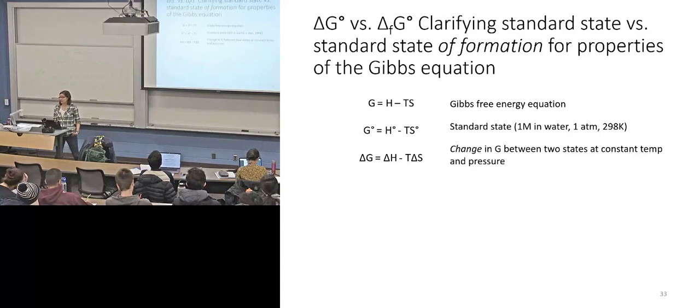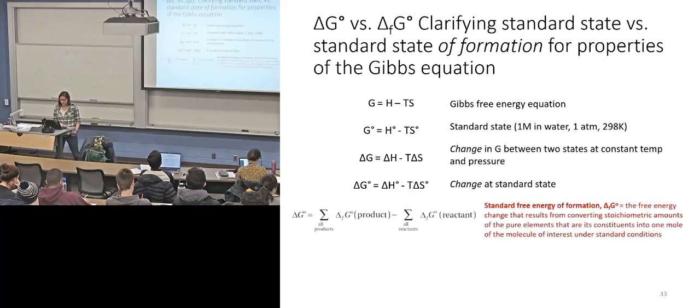We can have change in free energy between two states at constant temp and pressure. Okay. We can do the change at standard state. We can be asking, okay, what is the change in free energy for a sophisticated reaction, and I maybe want to get it from the change in energy of formation for all the individual products and reactants.